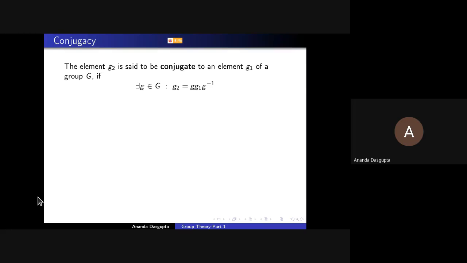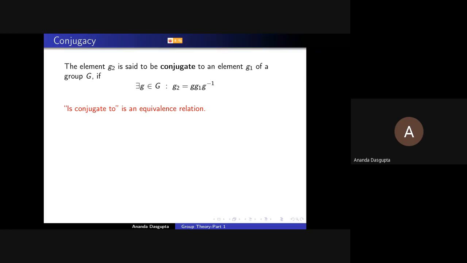Okay, so we were talking about conjugacy as another way of partitioning a group. Two elements are called conjugate to each other. G2 and G1 are conjugate to each other if there exists an element G in the group such that G2 is G G1 G inverse. It's important, and a nice homework, to check that this really is an equivalence relation, that it satisfies all the three properties that we listed.